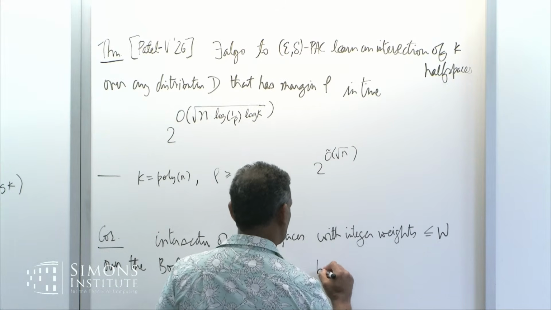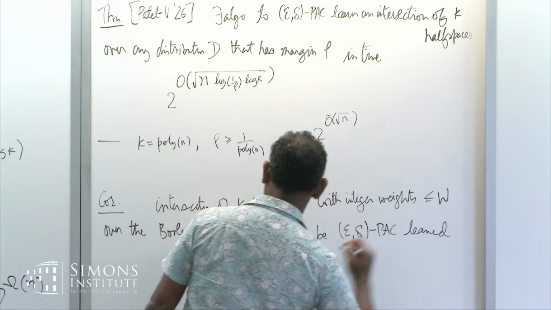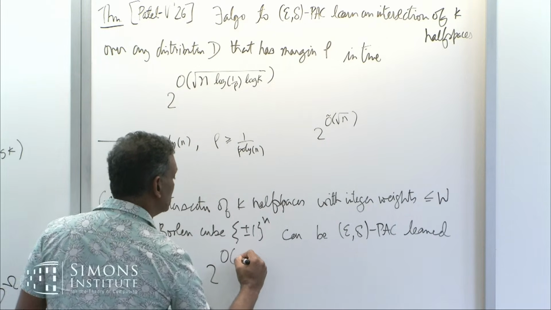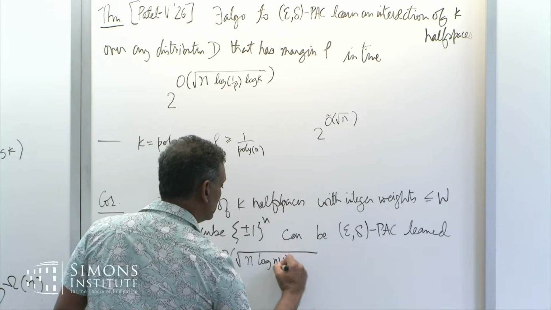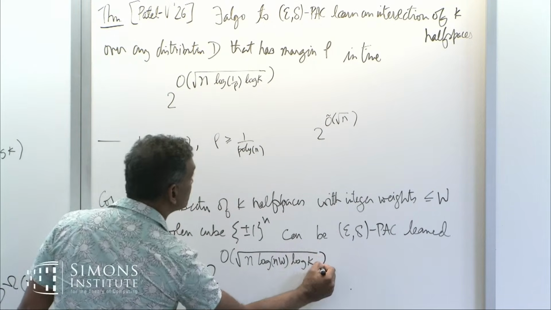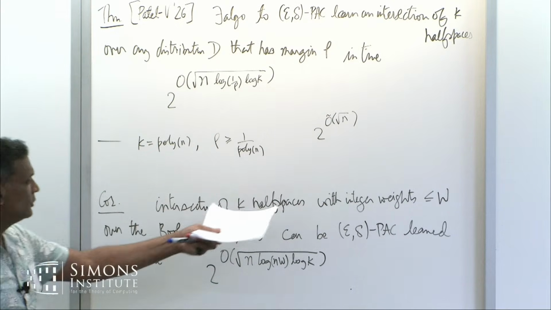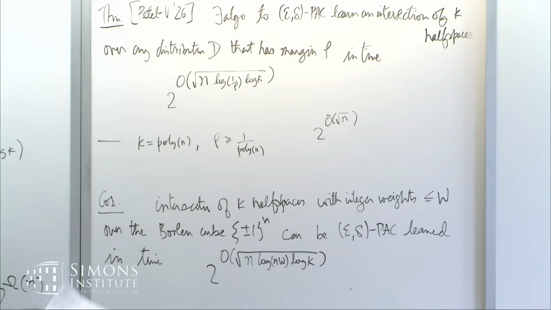can be epsilon delta PAC learned in time 2 to the order of square root n. Now here we get log nW and log k. And this is simply because over the Boolean cube, low weight half spaces have 1 over poly nW margin. And this is also tight. There's lower bounds showing that this has an SQ lower bound as well.